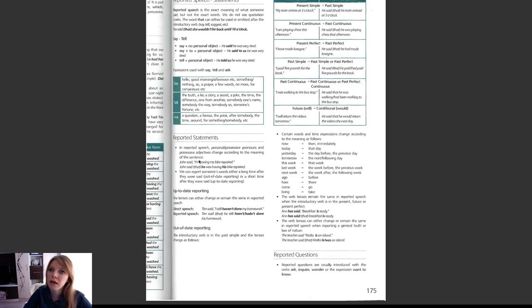Let's have a look at the example. John said, I'm having my bike repaired. John said that... we change personal pronoun I into personal pronoun he. We change the possessive pronoun my into the possessive pronoun his. We can report someone's words either a long time after they were said or a short time after they were said.